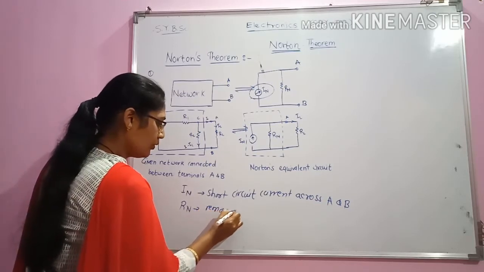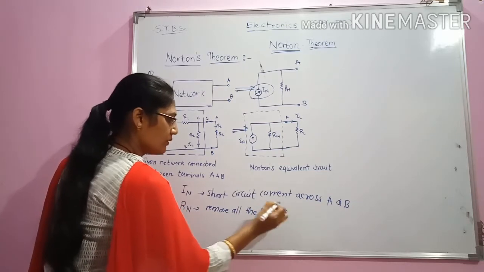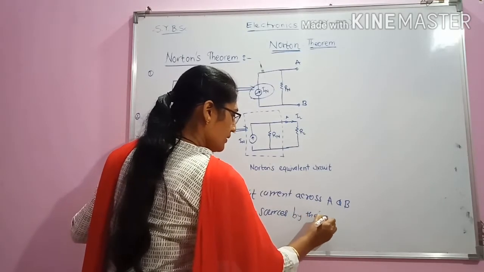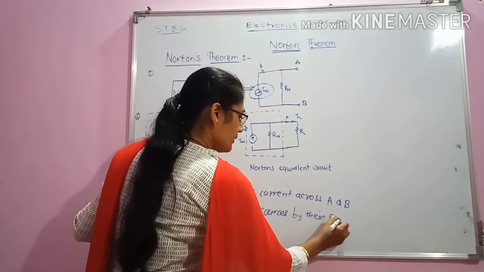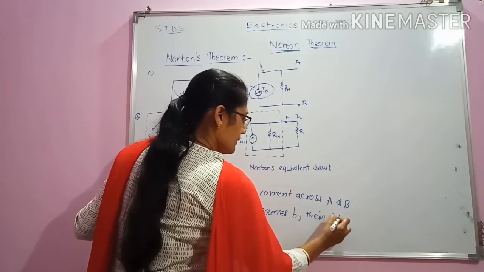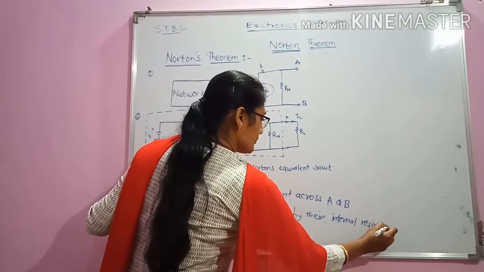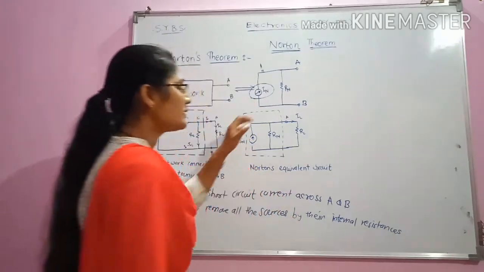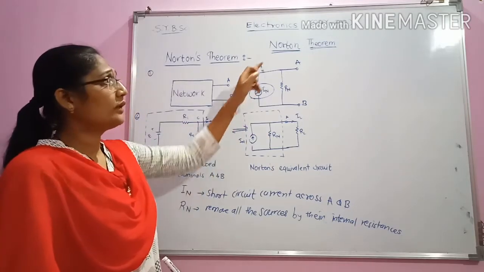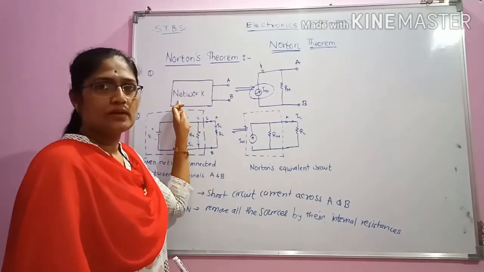So the Rn value is obtained by removing all the sources and replacing them by their internal resistances. And this circuit is called the equivalent circuit, or the Norton equivalent circuit, of this network.